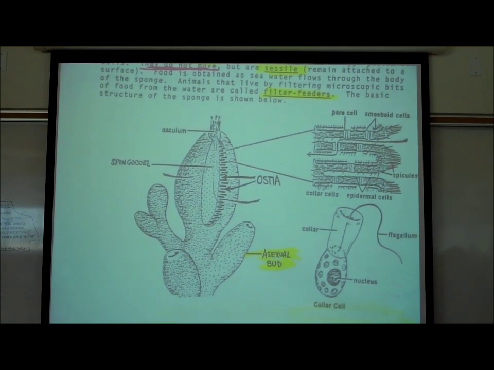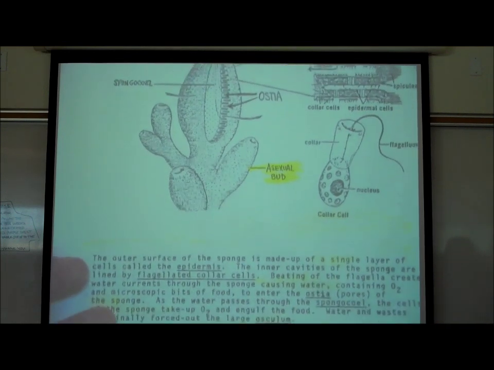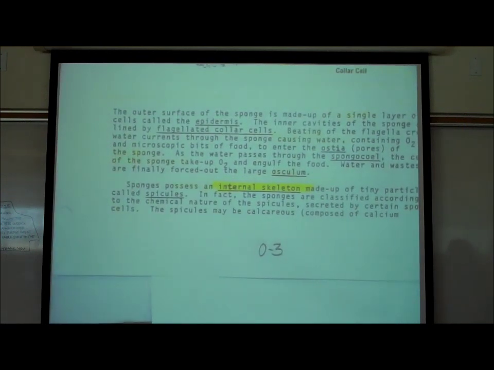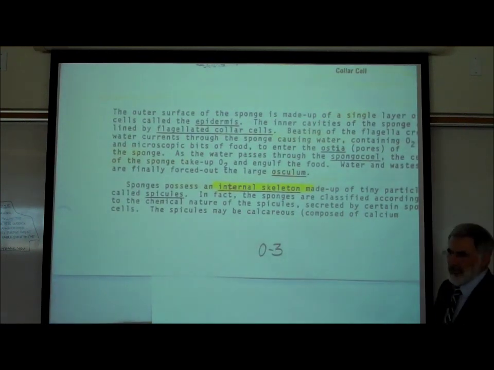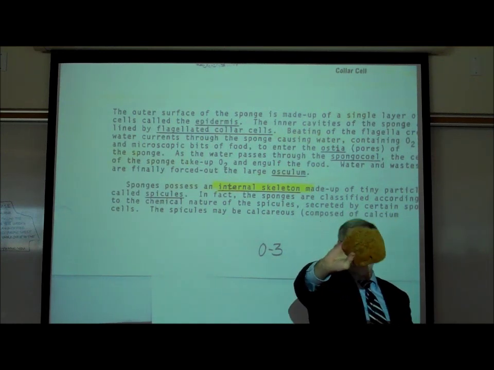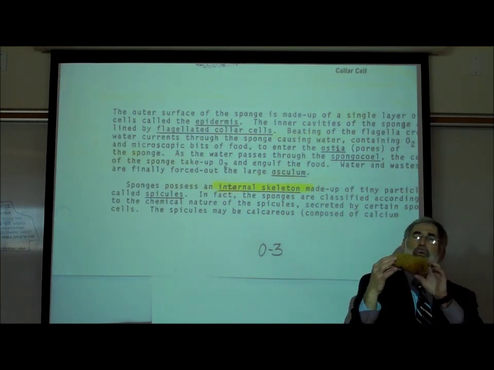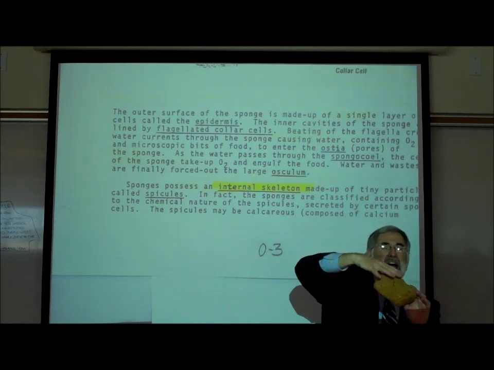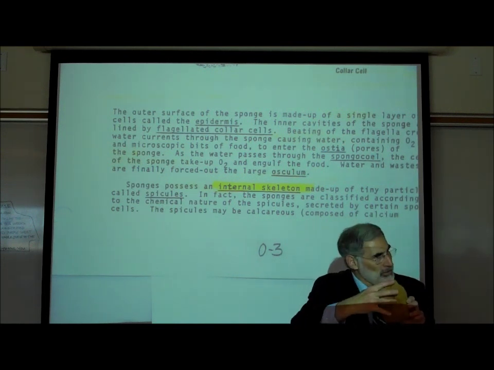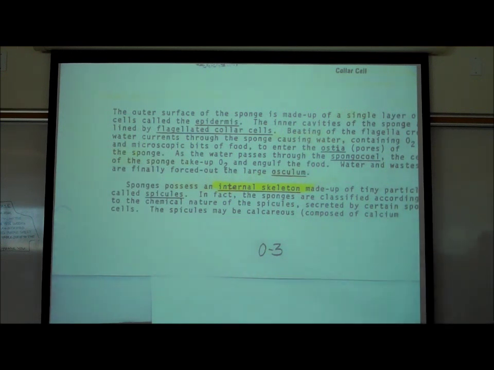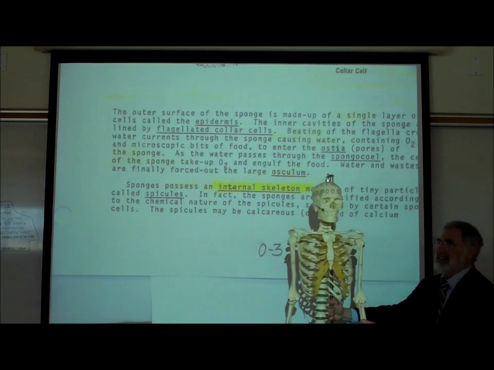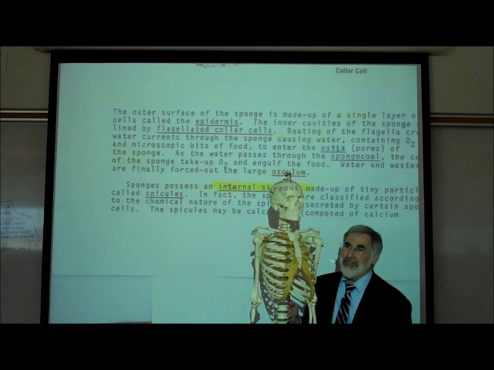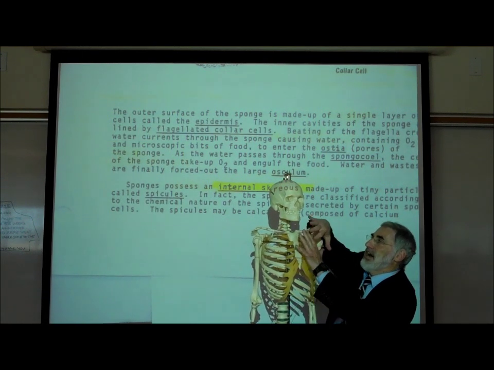It's a filter feeder. Now, these sponges have an internal skeleton. So when you see something like this, and you say that's a sponge, what you're looking at is the internal skeleton. In real life, it would be covered by living cells. Now, just as an analogy, this is the internal skeleton of a human. Obviously, in real life, we're covered by flesh.